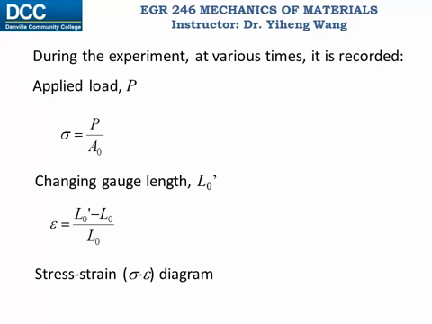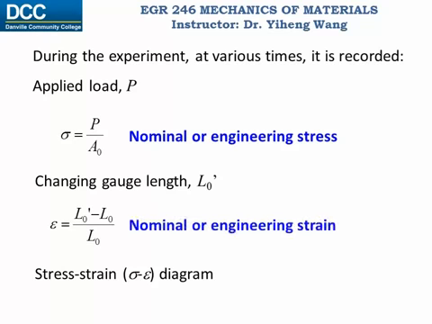Now, if you pay attention, you will realize that over time, both the cross-sectional area and the gauge length are continuously changing. So these two equations cannot really give us the true stress and strain at a given time. That is correct. The stress calculated this way by assuming a constant cross-sectional area is called nominal or engineering stress, and the strain calculated this way is called nominal or engineering strain. And the diagram made this way is called a conventional stress-strain diagram.